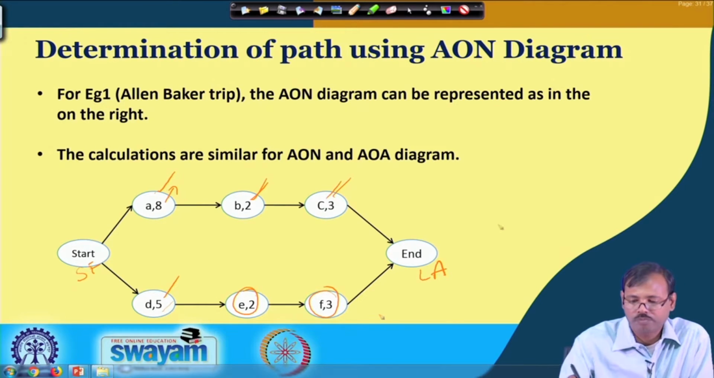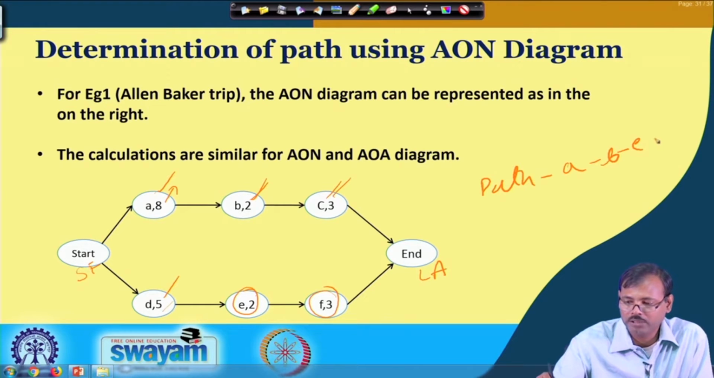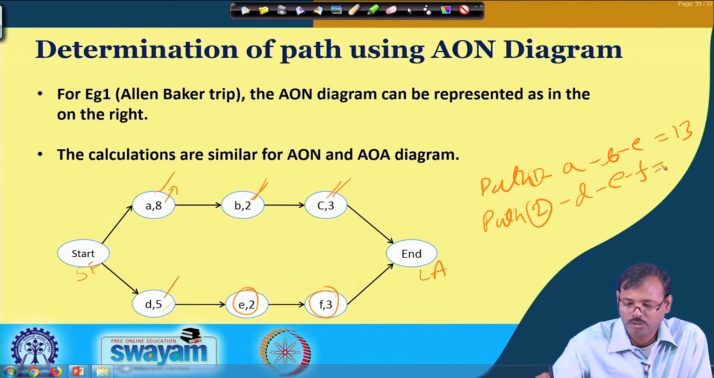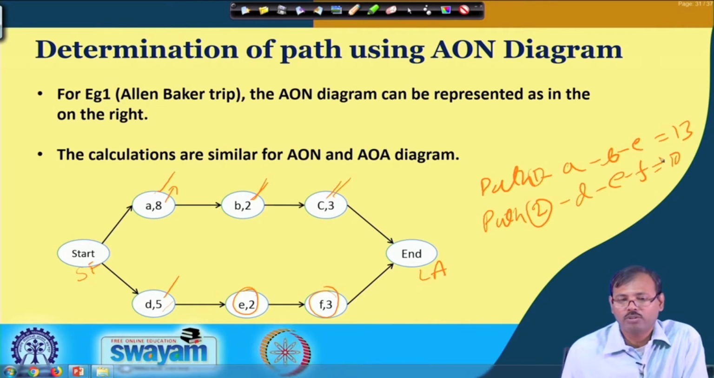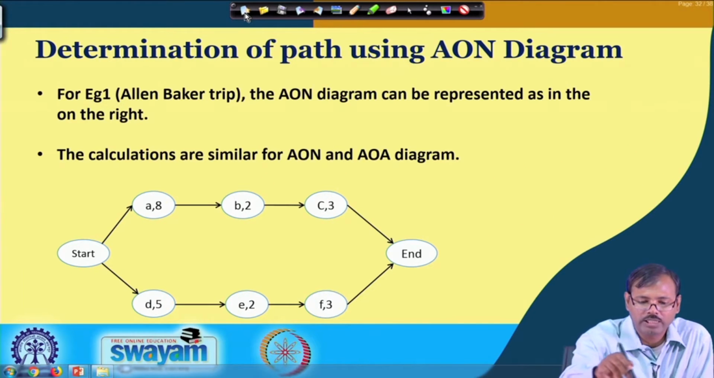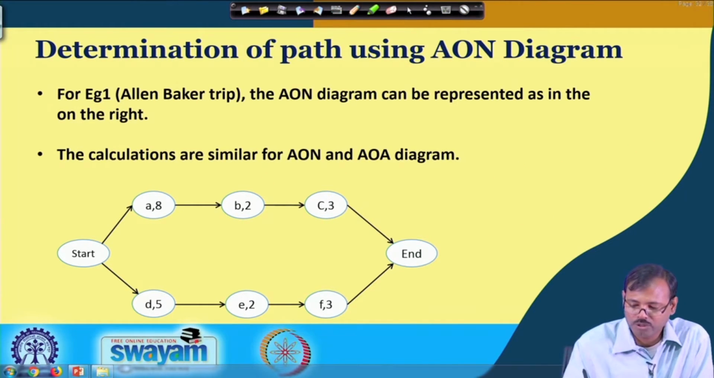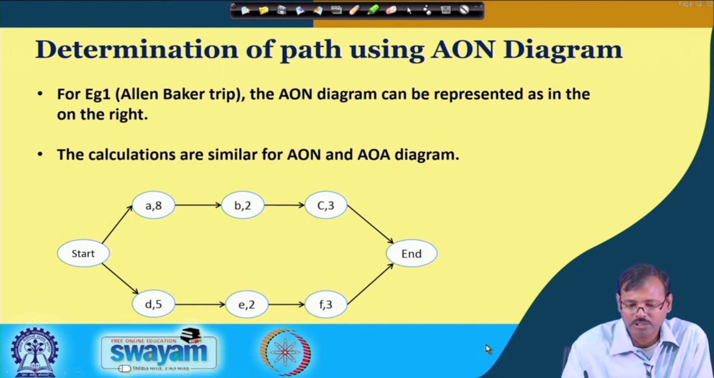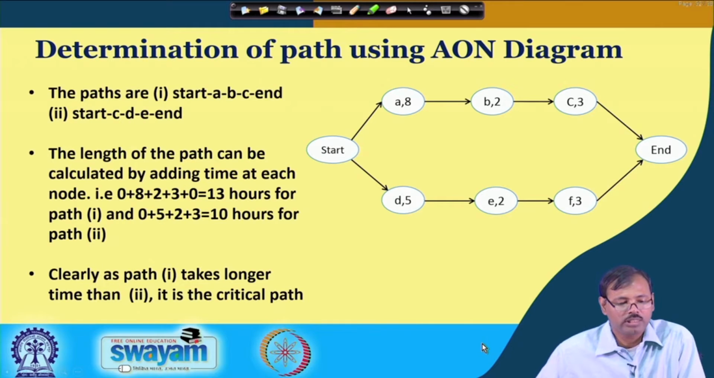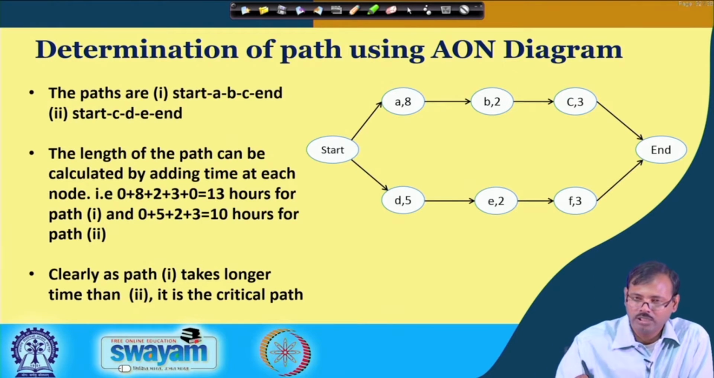So, in this case the path 1, where we have not mentioned it here, is the A, B, C path, which takes 13 hours. Path 2 is basically the D, E, F route, which takes 10 hours. So, in a similar way you can carry it out in the activity on node diagram also. However, the construction of the network in the computer in an activity on node diagram is a little bit difficult.